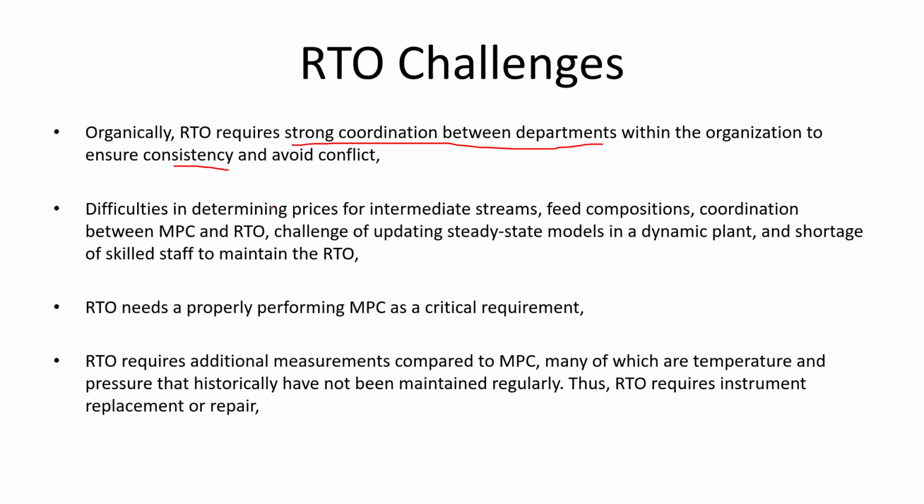We also have difficulties in determining the prices for intermediate streams. If you want to make this optimization, we have to know what the prices really are, and sometimes we don't know what the feed composition really is. That's also a challenge in these numbers, because it creates this decision, I mean the optimum set points. Those numbers have to go to the process control. Because if these numbers are not conveyed to the field, it's useless.